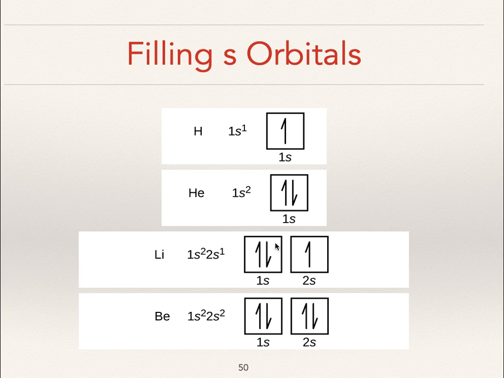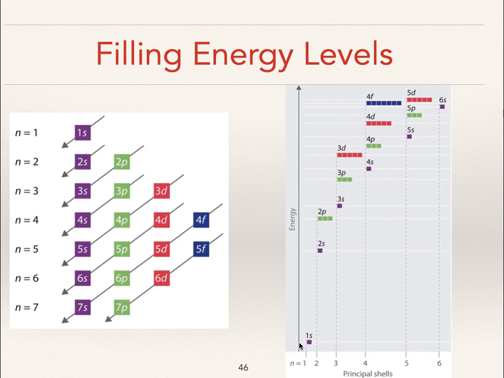2 of lithium's 3 electrons fit into the 1s orbital. The third electron has to go into this 2s orbital, spinning up. It's an unpaired electron. Next, we move on to beryllium. Beryllium has 4 electrons. The first 2 go into the 1s orbital, spinning in opposite directions. The next 2 go into the 2s orbital, and now we've filled those. The 1s orbital is now full. The 2s orbital is now full.